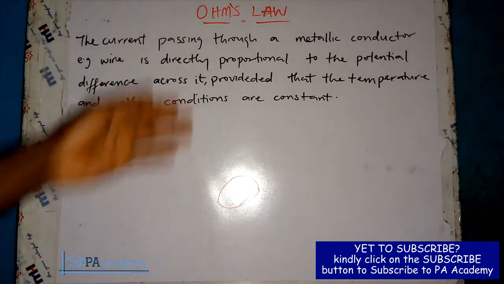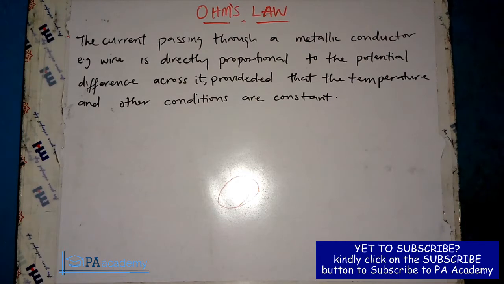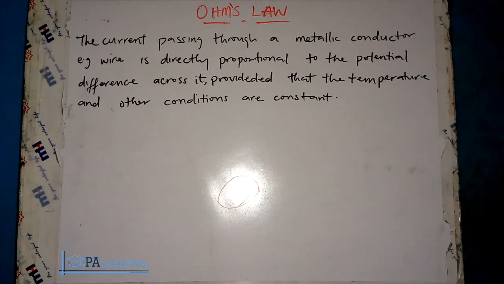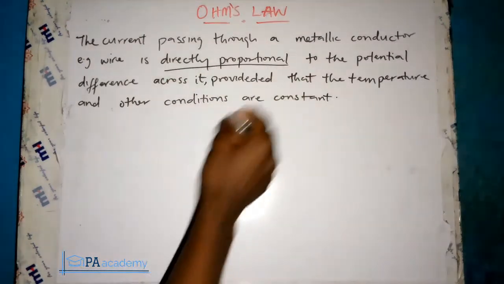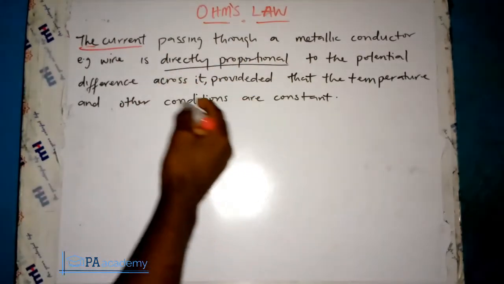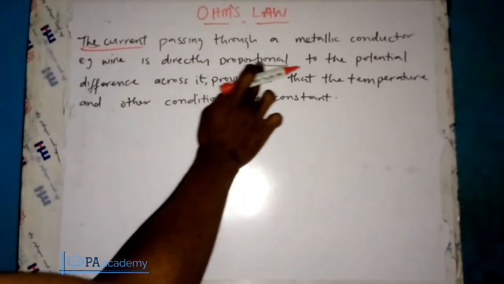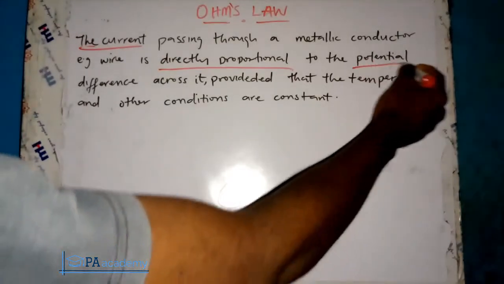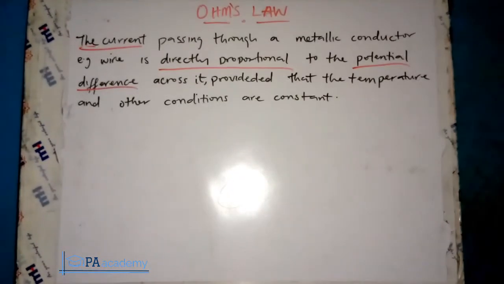So what we have here is Ohm's law. It says the current passing through a metallic conductor, e.g. wire, is directly proportional to the potential difference across it, provided that the temperature and other physical conditions are constant. So what does this mean? Let's look at it one more time. The current passing through a metallic conductor is directly proportional, and let me underline this, directly proportional to the potential difference across it.